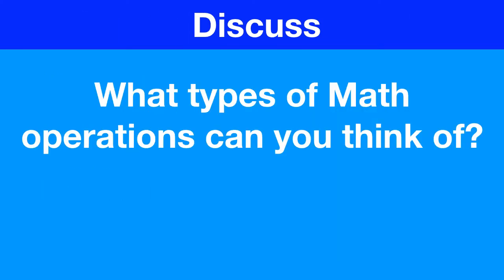Before moving on, let's stop for a minute and discuss. What type of math operations can you think of? I'll get you started. You can use addition, subtraction. What else? So using 4 fours and all of the math operations you just thought of, you need to find all of the numbers between 1 and 20.